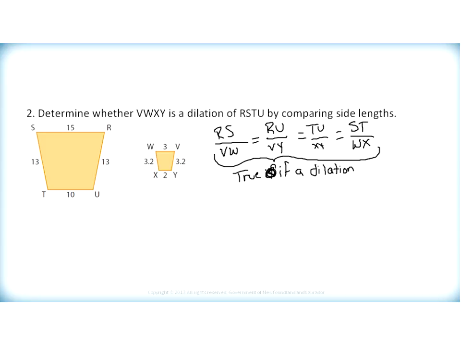Okay, so we have to work out all of those ratios. So RS, I'm going to do it down here. RS is equal to 15. And VW is equal to 3. RU is equal to 13. And VY is equal to 3.2. TU is equal to 10. And XY is equal to 2. And finally, WX is 13, and ST is equal to 3.2.